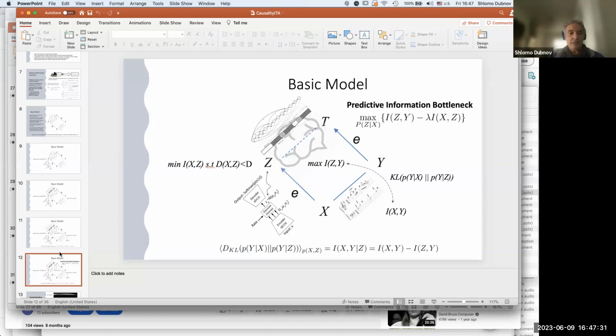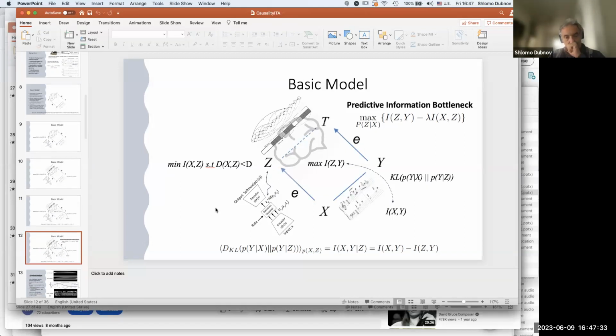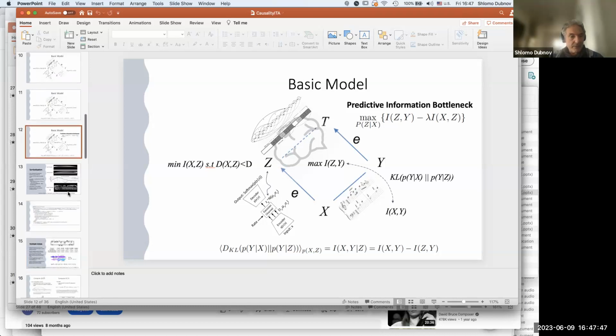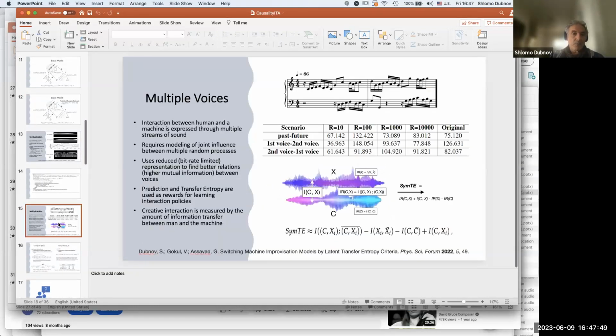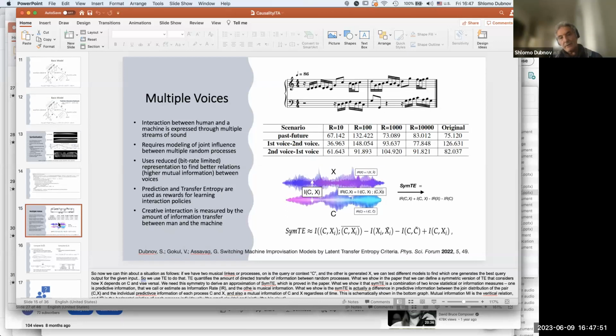So this is kind of that idea of the deep music information dynamics, if you want, that brings this predictive information bottleneck as a framework for building models. I will not elaborate on this too much, except for one thing that we try to use this for, which is really to explore relations between multiple voices.